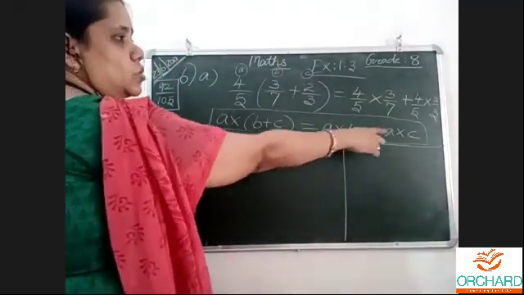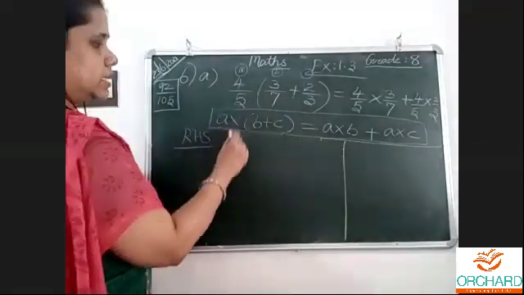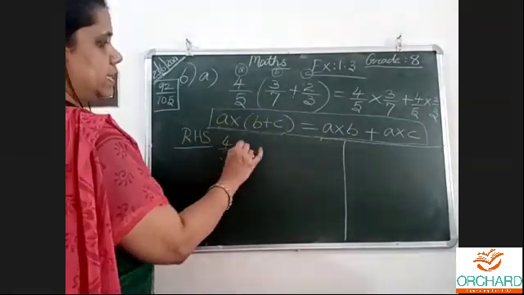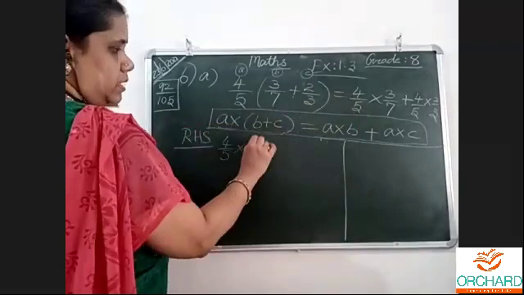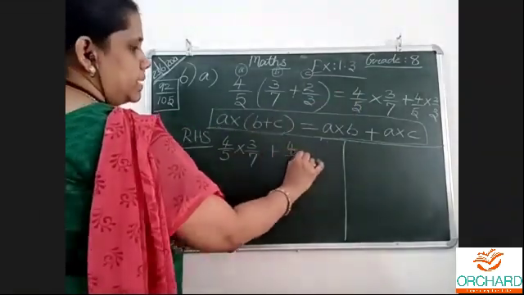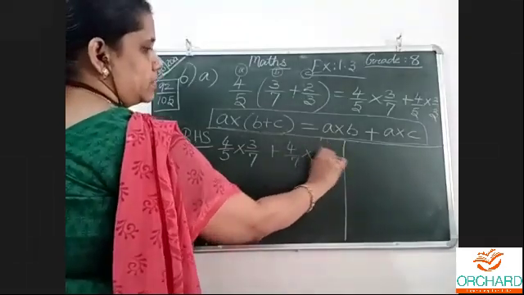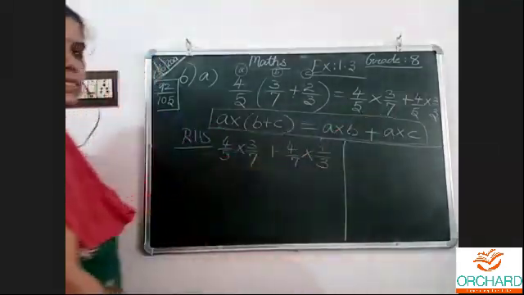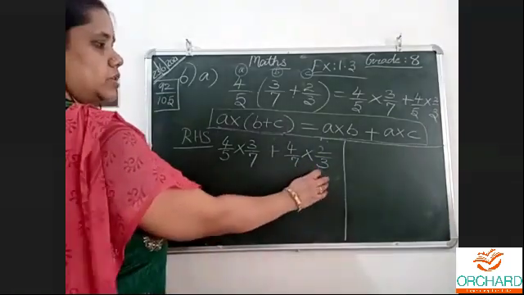Right side: A into B, A into C. What is A? What is B? In the question, see there, it is 4 by 5 into 3 by 7, plus symbol, 4 by 5 into 2 by 3. This is what we are going to solve.